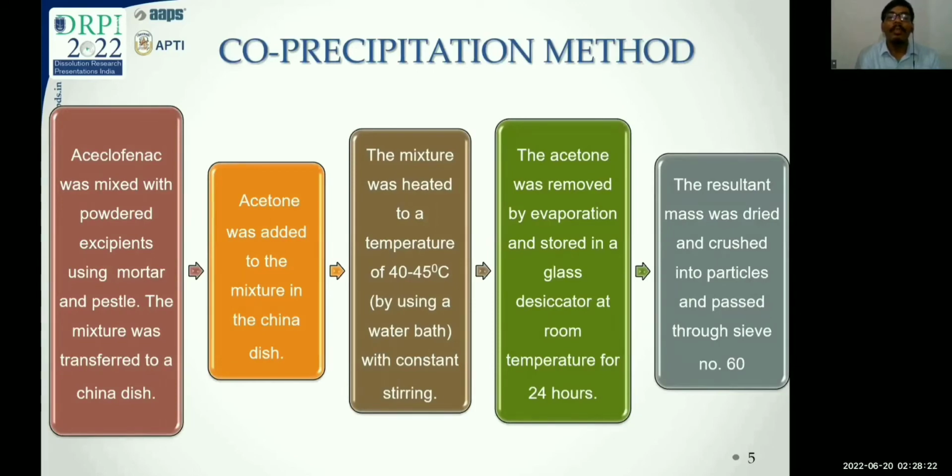Coming to methodology, we have used co-precipitation method for enhancing the solubility of aceclofenac. In this method, the drug was mixed with powdered excipients in a molten base and it was transferred to a china dish. To this, acetone was added and it was subjected to a temperature of 40 to 45 degrees and heated in water bath with constant stirring. By this, the acetone gets evaporated and the resultant was stored in a glass desiccator at room temperature for 24 hours. And the final product was then dried and crushed into particles and passed through sieve number 60.